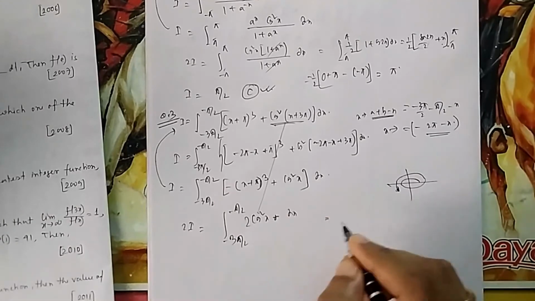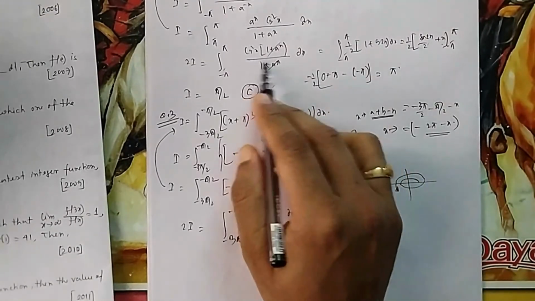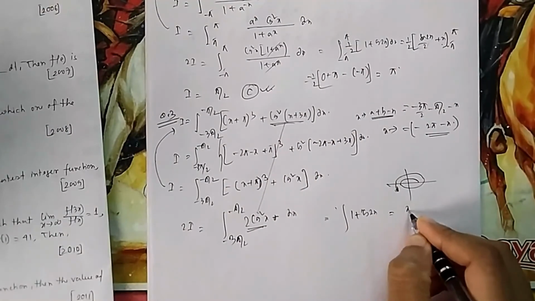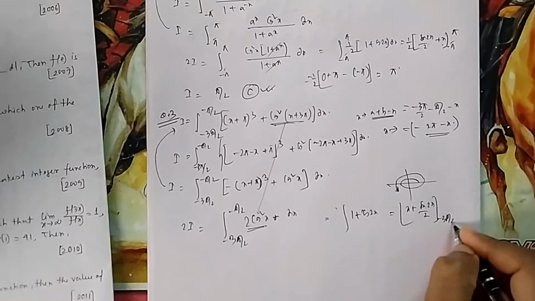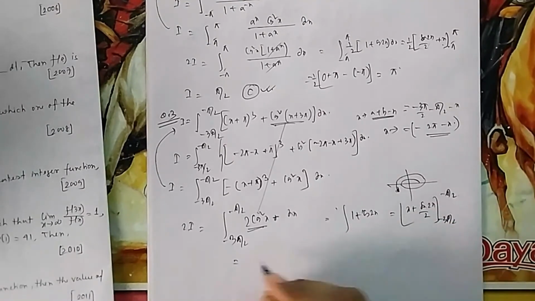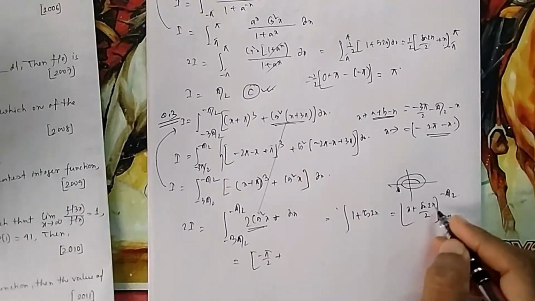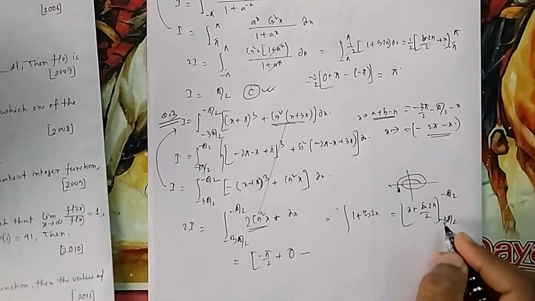So again you can apply this: 2 cos square x is the same as what I have just now used, 1 plus cos 2 theta. If you integrate it, it will be x plus sin 2x by 2 from minus 3 pi by 2 to minus pi by 2. So if we apply the first limit, instead of x, it is minus pi by 2 plus sin pi. If you apply pi by 2, it will be 0. Sin pi is 0, minus this.